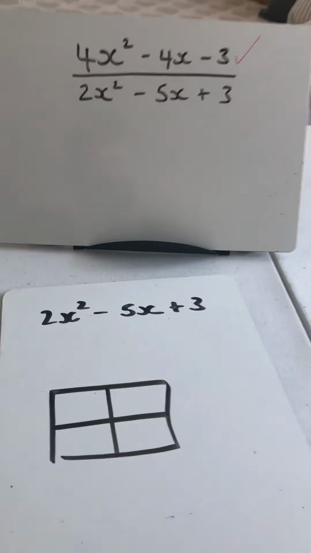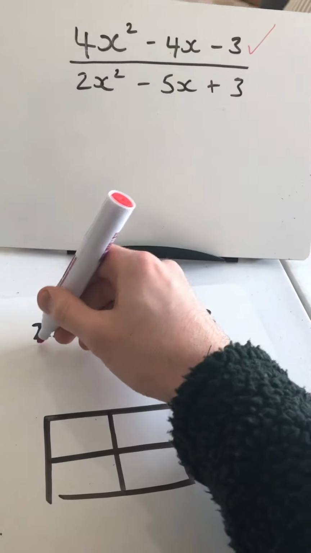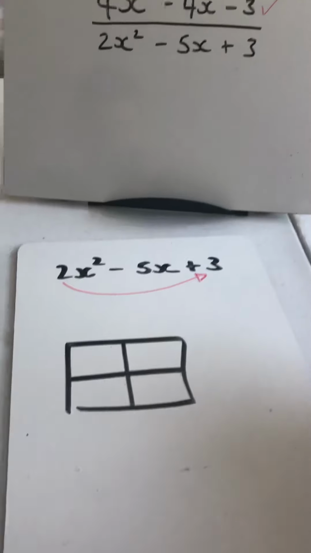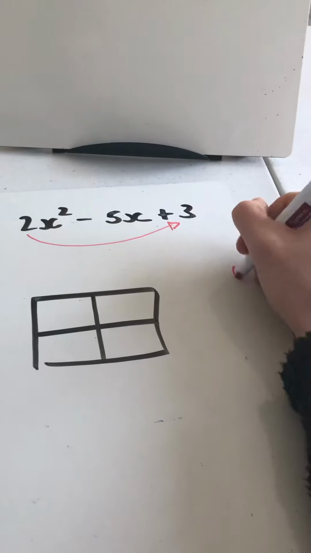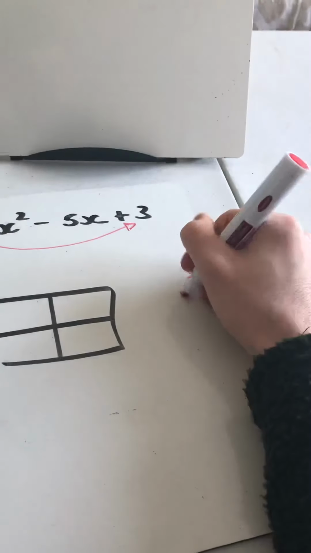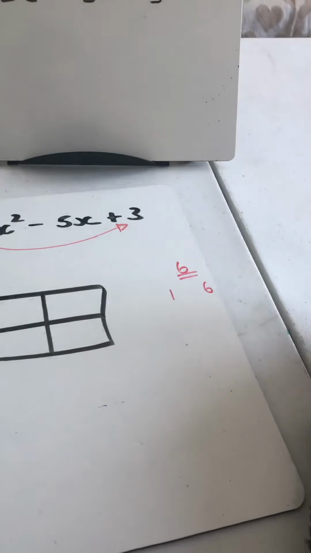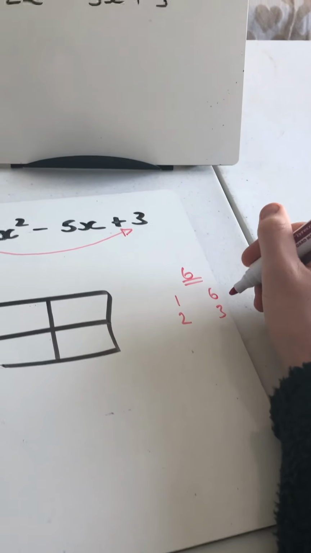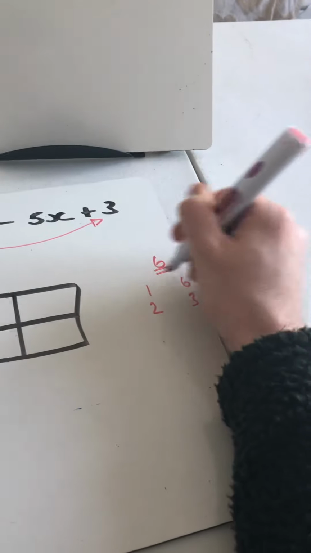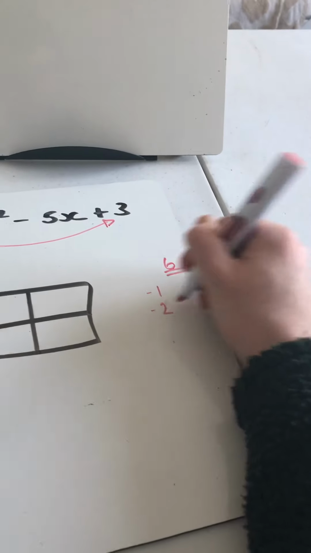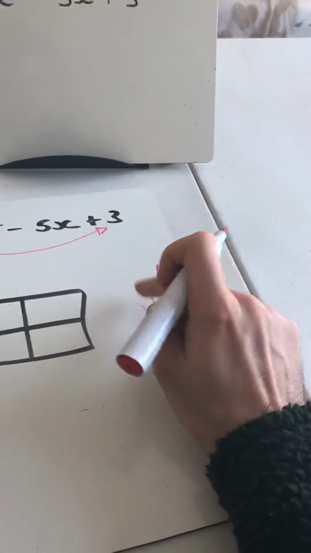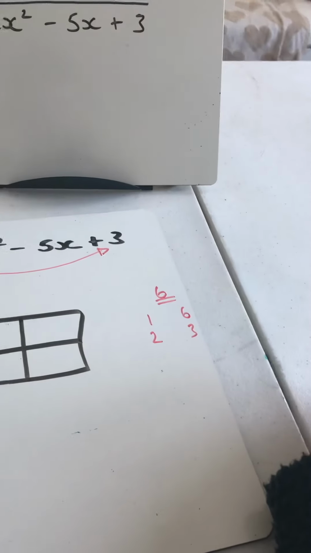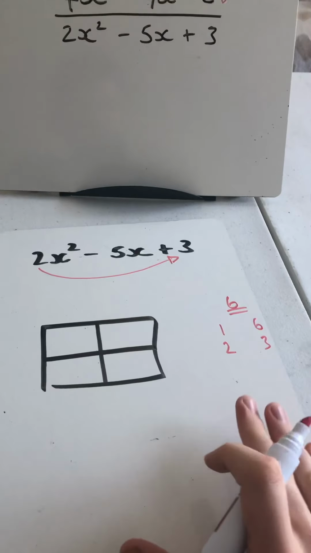Same idea, it's a trinomial, it's a quadratic, so take the coefficient of the x squared term, multiply it by the n term. 2 times 3 gets us positive 6. So we're looking for our factors of positive 6. We've got 1 and 6, 2 and 3. We've also got negative 1 and negative 6, and negative 2 and negative 3. But for now I'll just look at the positive factors and see if that helps us.